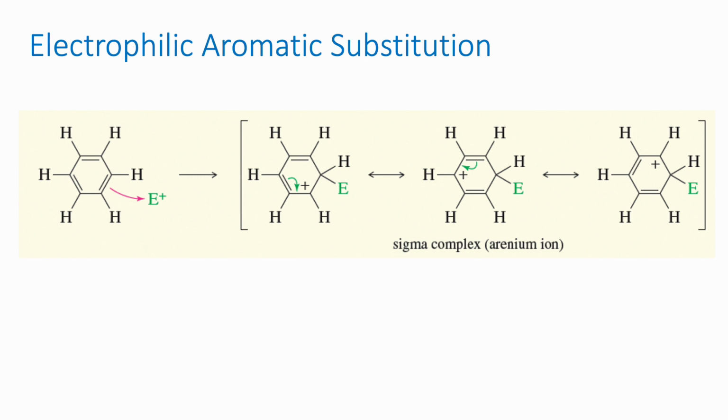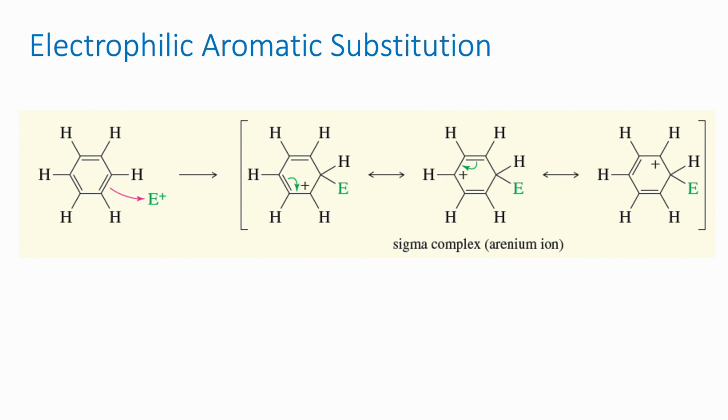And so once the double bond grabs that E and we make this sigma complex, notice that what happens is similar to what happens when a double bond reacts with an electrophile when we looked at alkenes, which is that one of the atoms in the double bond is going to make a new bond to that electrophile, but the other atom is going to be a carbocation.